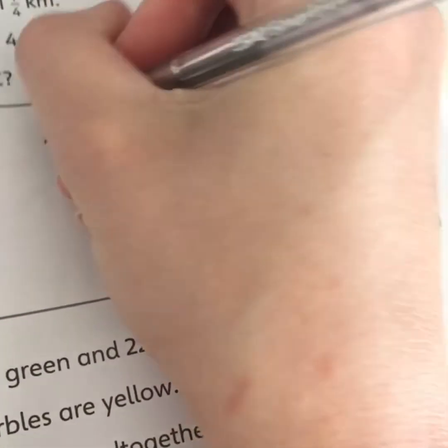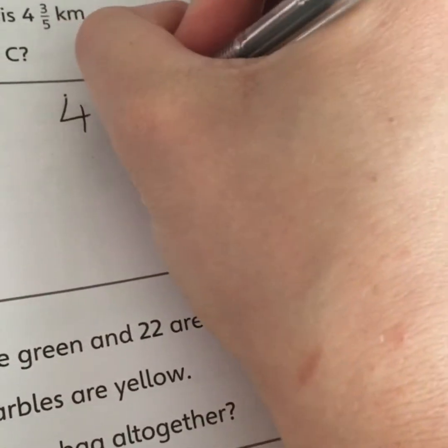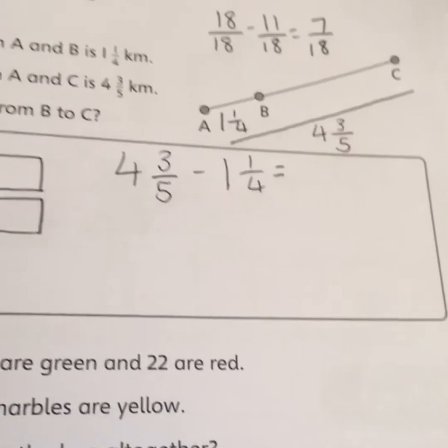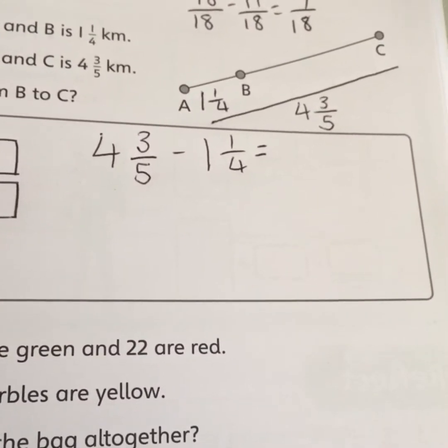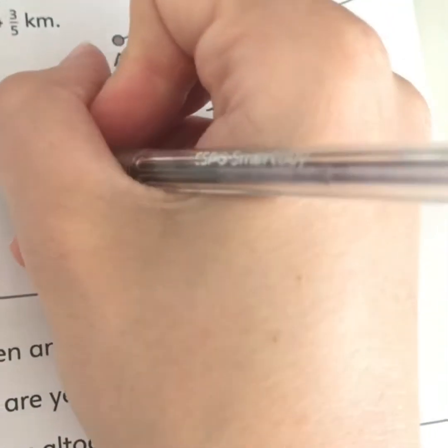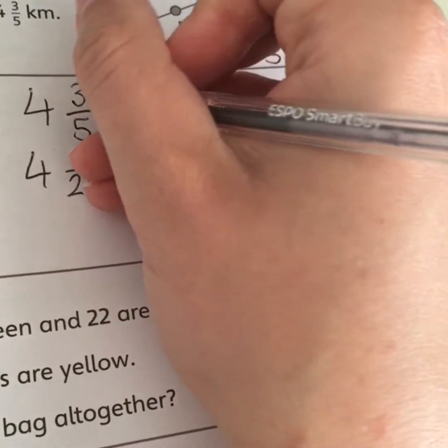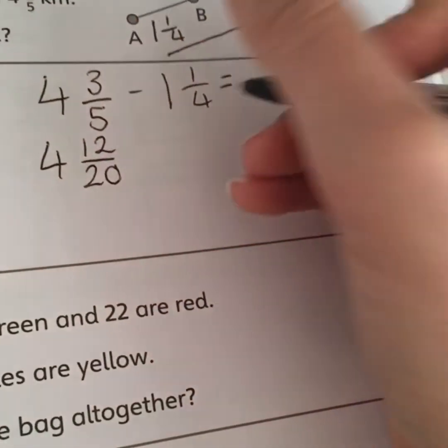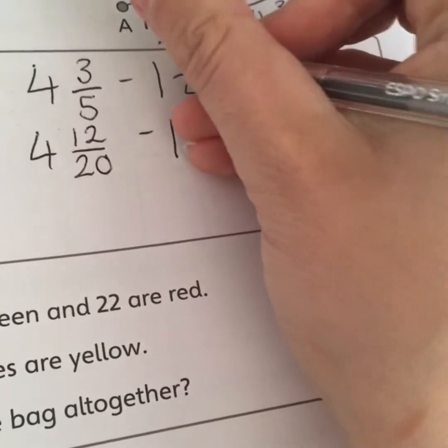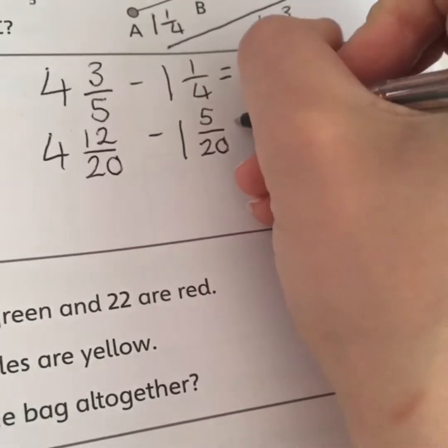So I'm doing 4 wholes and 3/5, take away 1 whole and 1/4. So to begin with, I'm going to turn these into the same denominator. So a common denominator of 5 and 4 is 20. So not forgetting my wholes. So I've times my denominator by 4, so times my numerator by 4, which is 12. Then I've times my denominator by 5, so times my numerator by 5, which is 5.